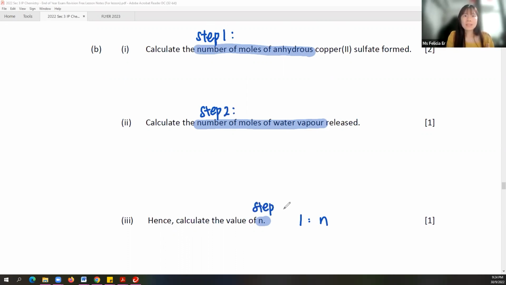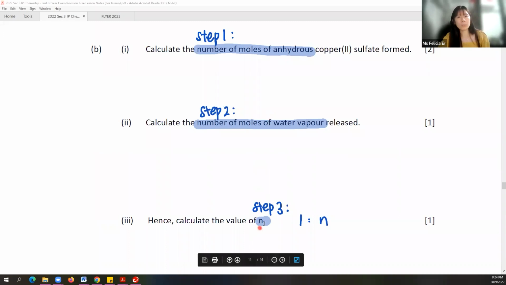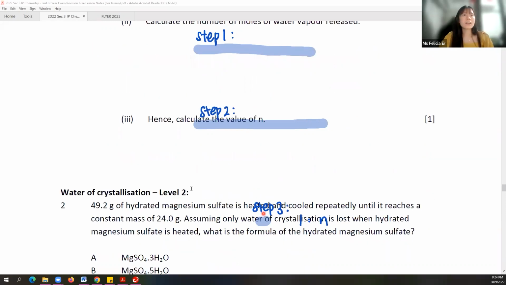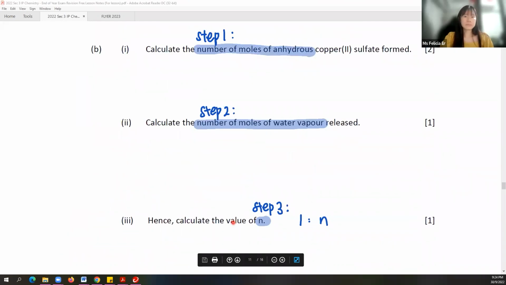But sometimes it might not be so nice, like the next question, it's just an MCQ. If it's an MCQ, there is no part 1, part 2, part 3. So you need to know how to approach a water of crystallization question, which is these 3 steps. Right now, can you apply these 3 steps into this question? Once you are done, click the raise hand button to let me know. Then I'll review the answer. You do question number 2 now. Once you are done, raise hand.